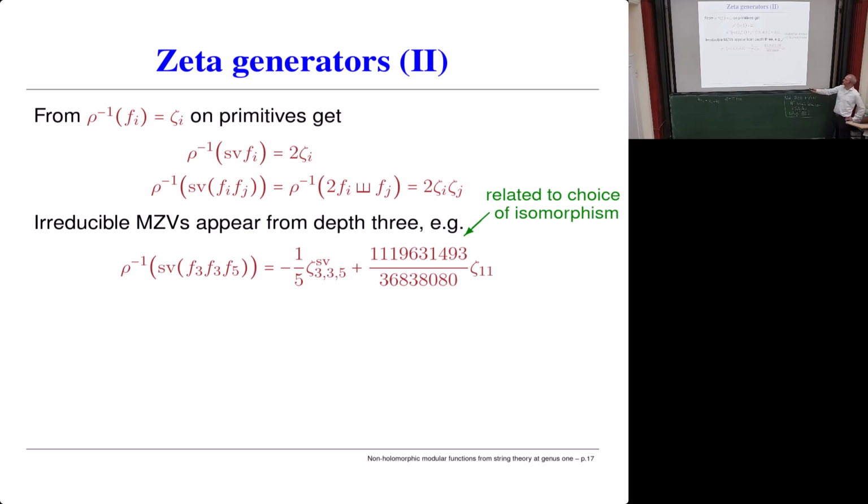Things get more interesting when you go to words involving three letters. So here I've taken an example, f3 f3 f5. Applying this map, which I'm not writing out now, and the isomorphism, you get this specific combination of single-valued multiple zeta values, with a rational coefficient, and a very specific admixture of the primitive zeta 11 of the same weight. And you might not like that number, but this is the number that comes out of our current work, where we make a choice for this isomorphism rho. So that's some preferred choice that fixes this.